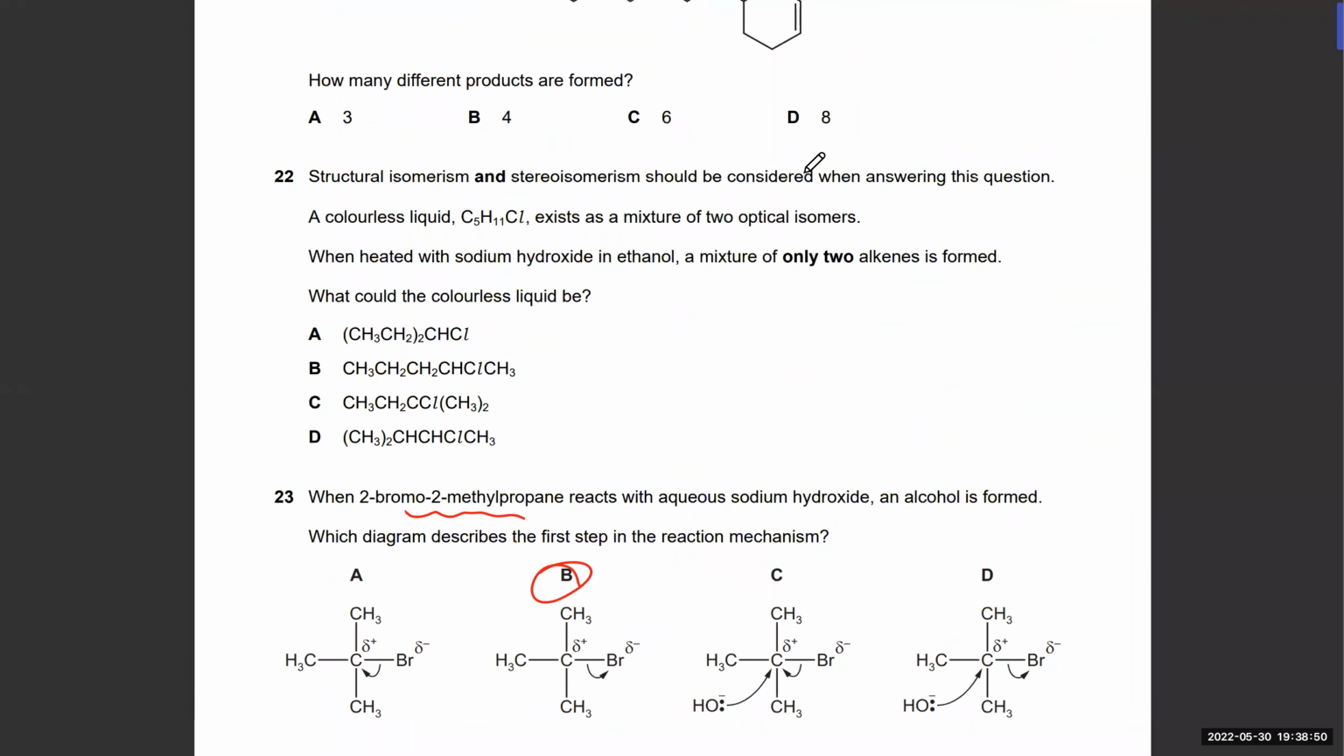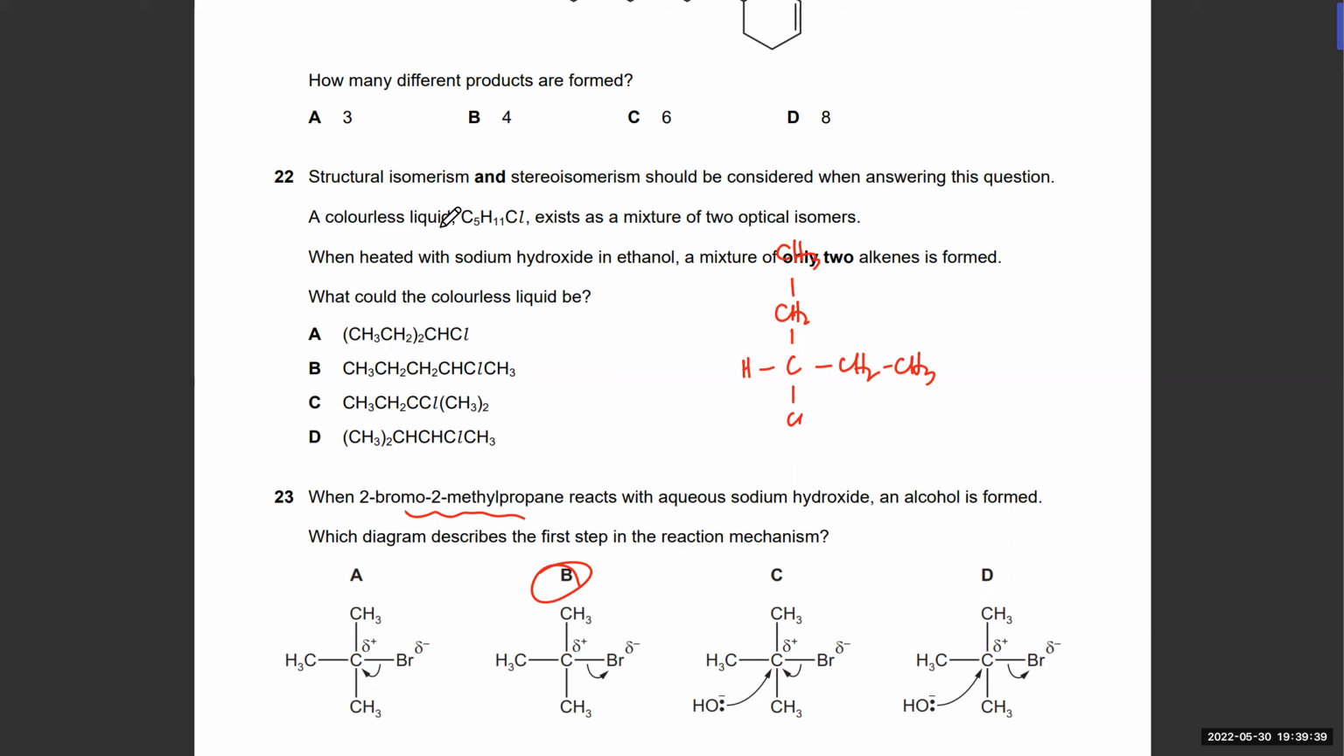Next one, structural and stereoisomerism should both be considered. You have to consider both of them. A colorless liquid exists as a mixture of two optical isomers. When heated with NaOH and ethanol, a mixture of only two alkenes is formed. Now, this is a pretty tough question. What could be the colorless liquid? Starting with the first one, I guess trial and error is the way to go for this one. The first one, the end part is CHCl, and it's got two ethyl branches, CH2CH3 and CH2CH3, and it's got an H over here.